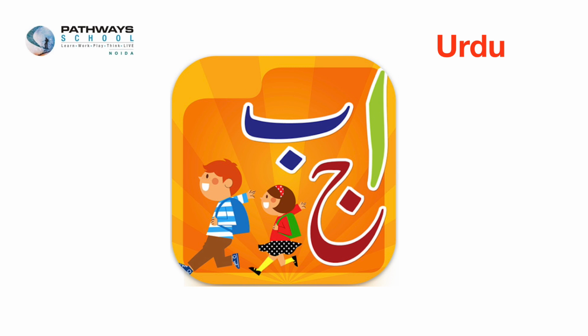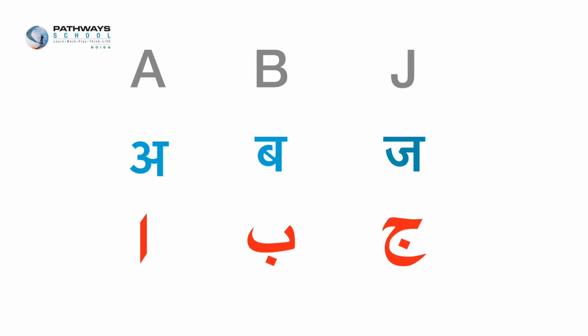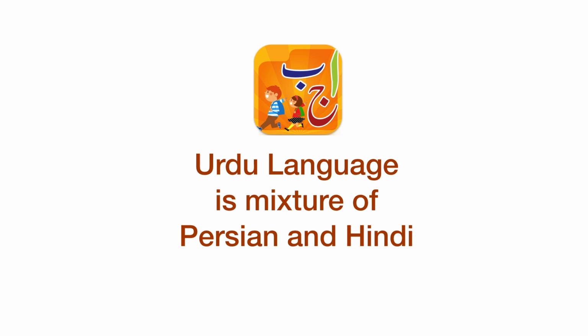So, children, Urdu language also has its own alphabets, and some of these are shown here in the picture: Alif, Be, Jim. So in English, when you write A, B, or J, so the sound is like this, like I am pronouncing. So for the same sound in Hindi, you use A, B, J, and for the same sound in Urdu, you use the letters Alif, Be, Jim. And there is something more interesting, and that is that Urdu language is a mixture of Persian language and of Hindi language.